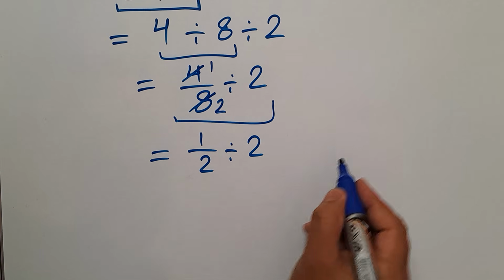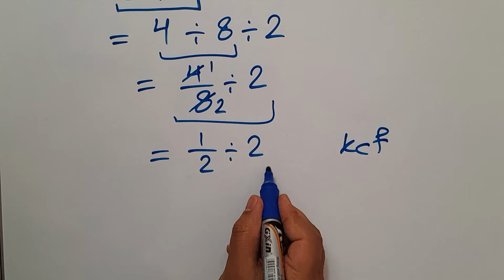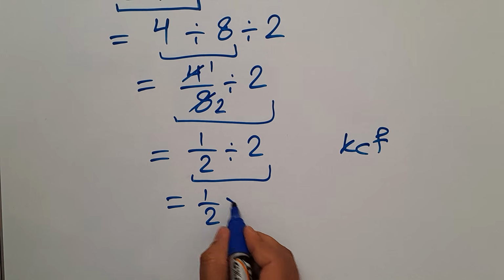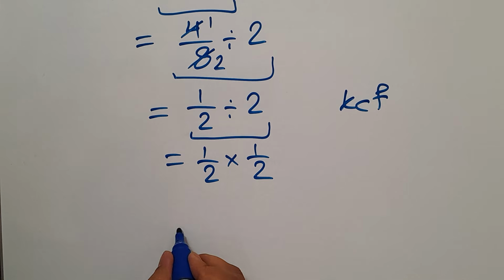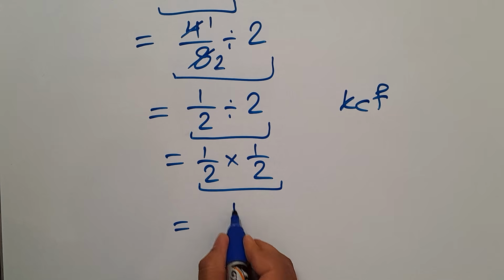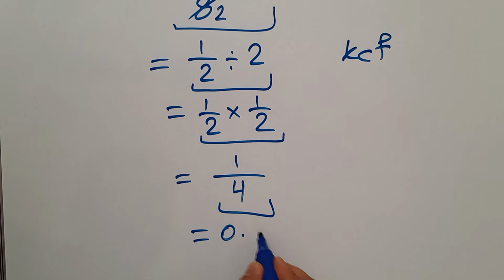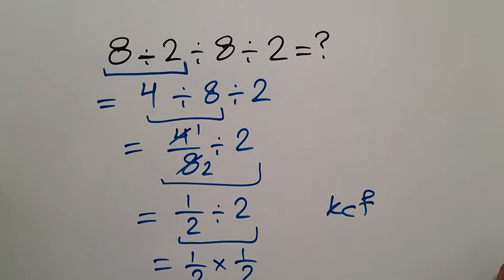And now, according to the KCF rule, 1 over 2 divided by 2 can be written as 1 over 2 times 1 over 2, and this is equal to 1 over 2 times 2, which equals 4, and 1 over 4 equals 0.25. So our final answer to this problem is just 0.25.